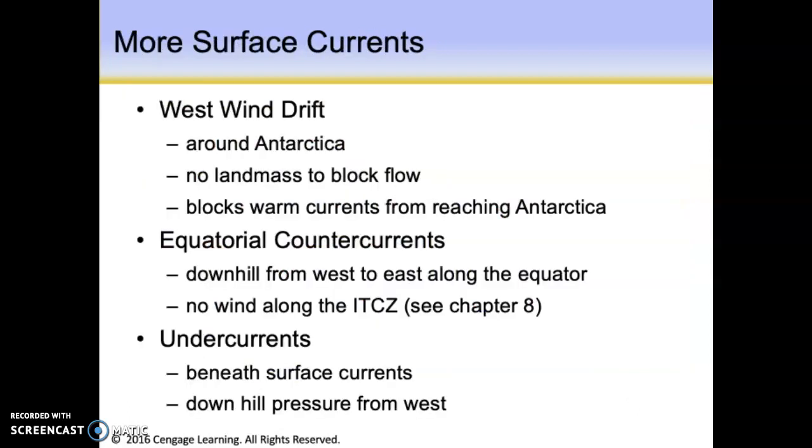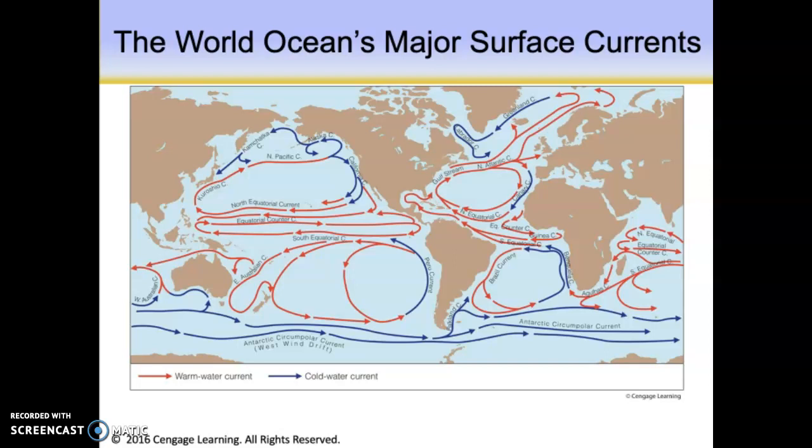So there are other currents, some more surface currents. One is what's called the west wind drift. And the west wind drift moves around Antarctica. One of the reasons why this current is interesting, and we'll go to the next slide to take a look at it, is the west wind drift, or the Antarctic circumpolar current, which you can see along the bottom of the map here, is blown by the westerlies, but there is nothing to stop the water.